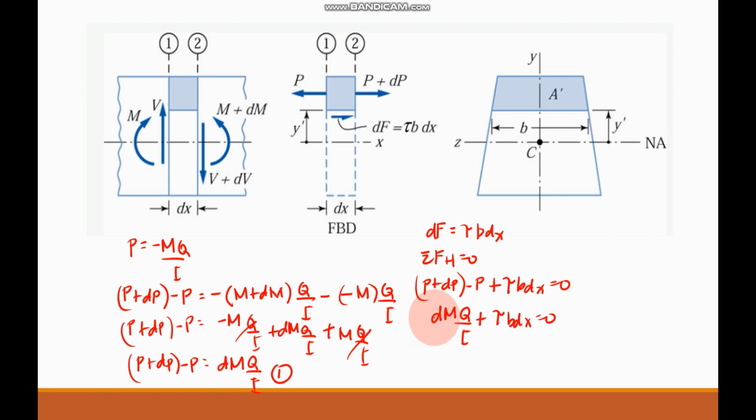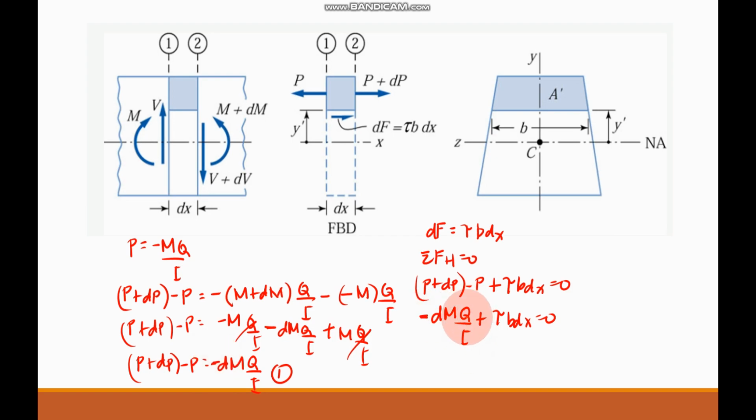We have a correction here. This is supposed to be negative dM Q all over I. So this must be negative. So take note, we have a correction here. Negative. So this is negative.